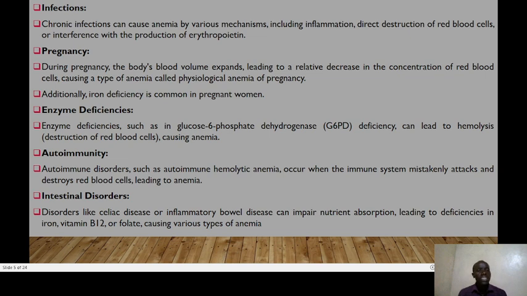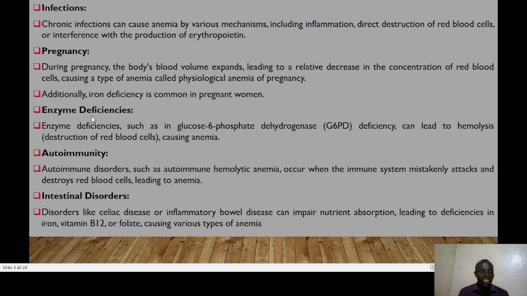As for pregnancy, during pregnancy the body's blood volume normally expands, and this leads to a relative decrease in concentration of red blood cells. This normally causes a type of anemia referred to as physiological anemia of pregnancy. Additionally, iron deficiency is common in pregnant women, and this is majorly because of the malaria parasites.